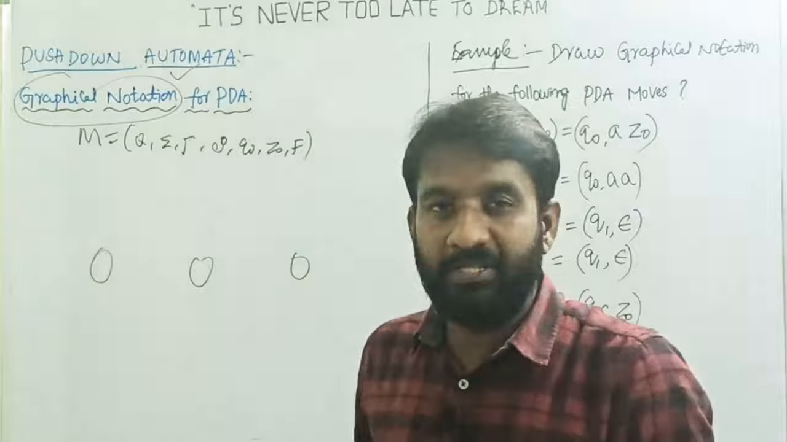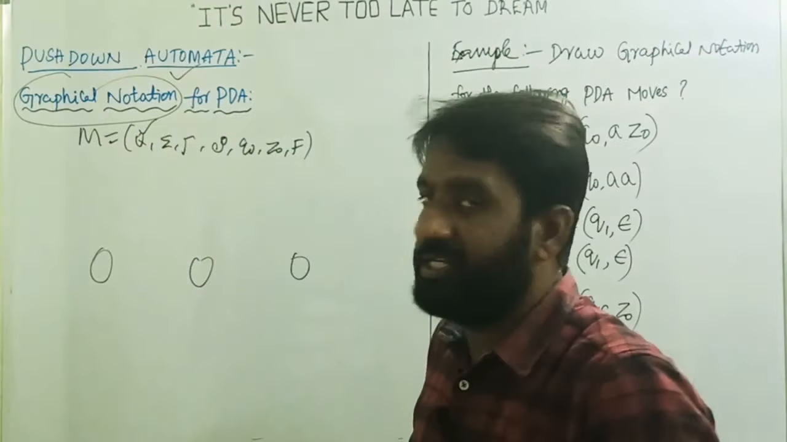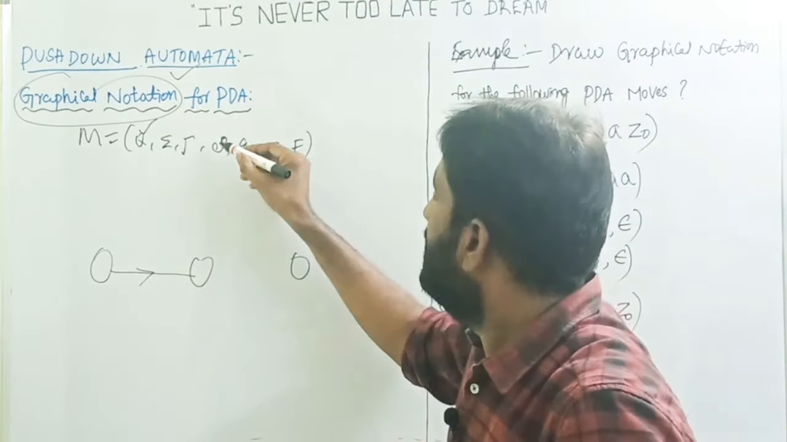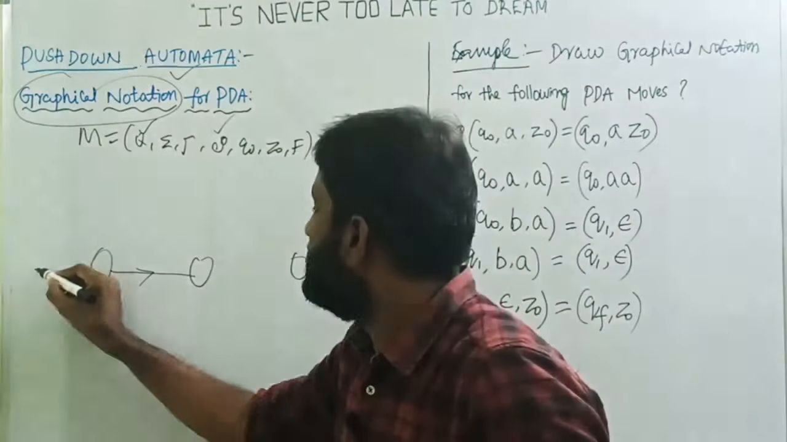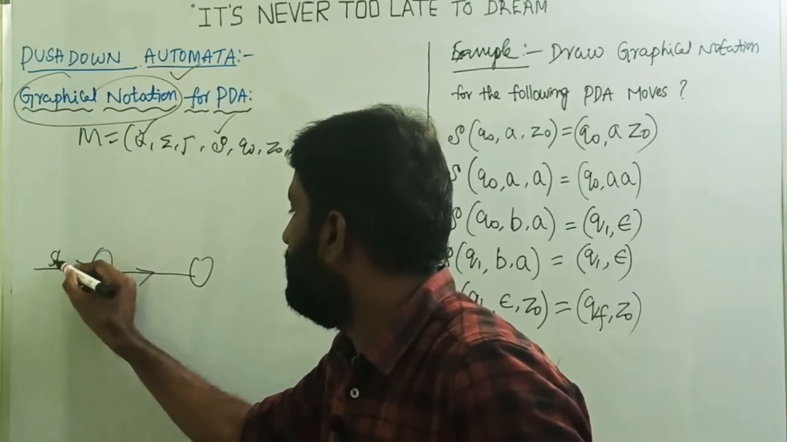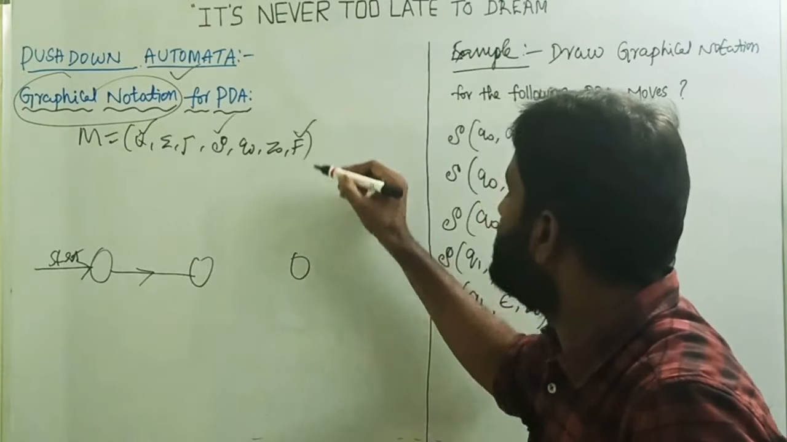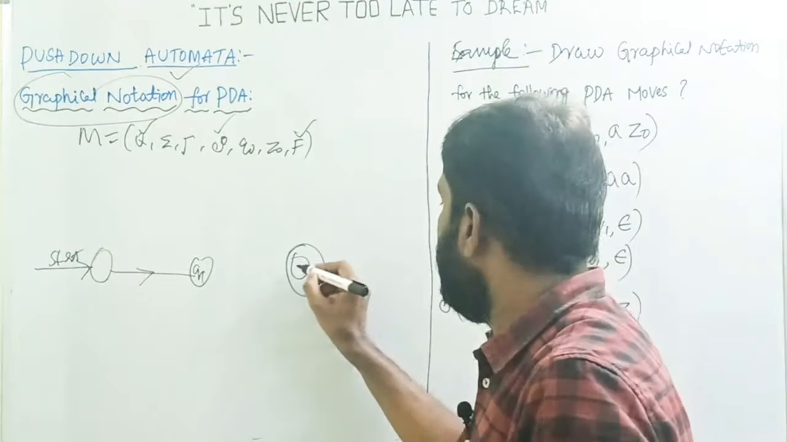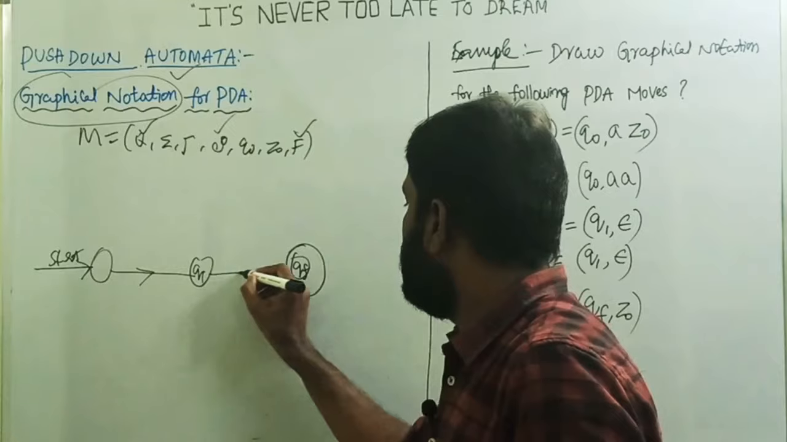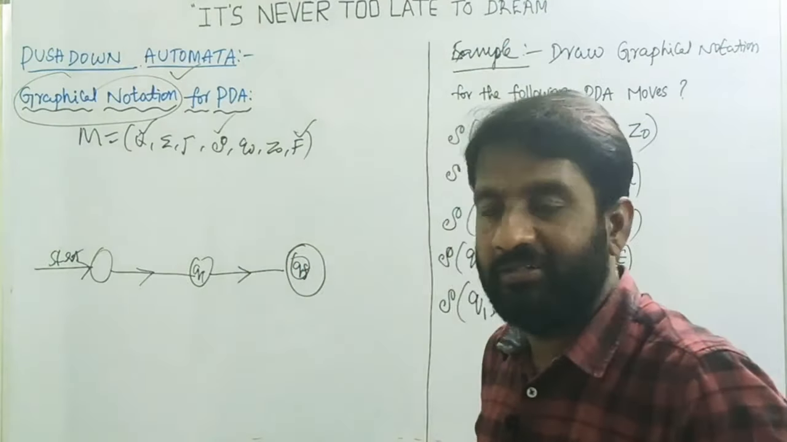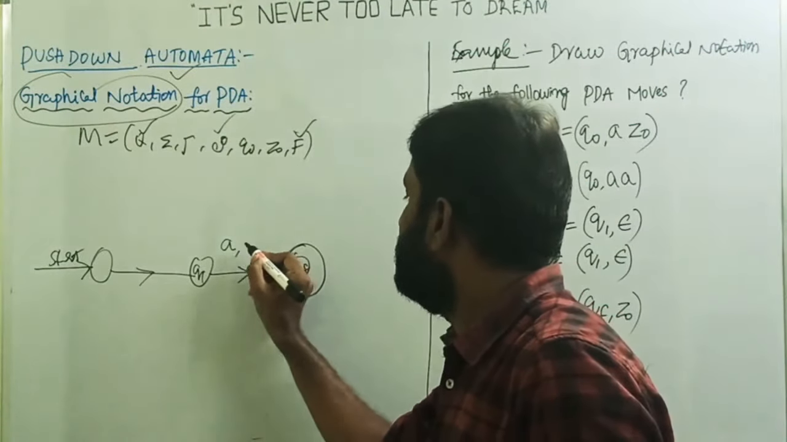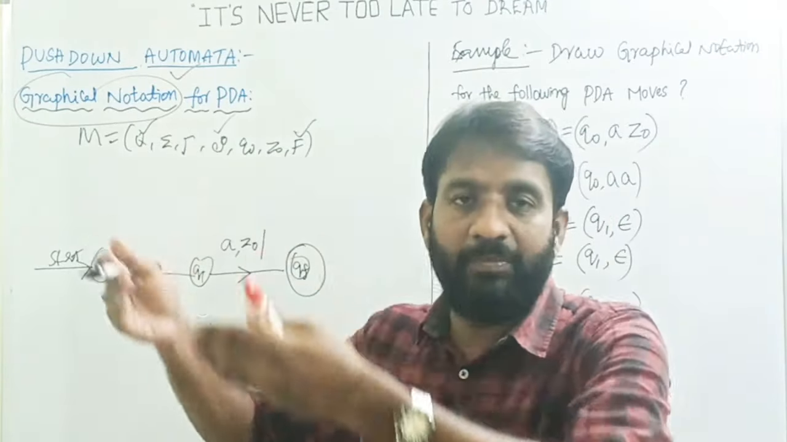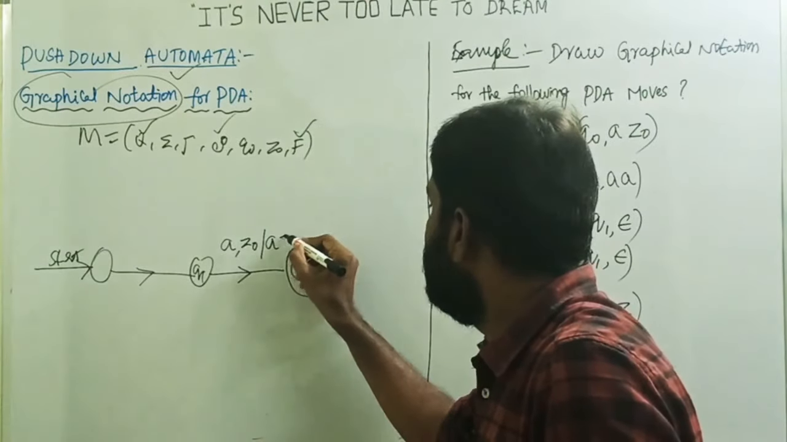The circles represent the states of the pushdown automata. The edges represent the transitions. The initial state is always pointed to by an arrow labeled start, and the final state is represented by a double circle. I am taking Q1 and QF. Here I can write the transition like: input symbol is A, top of the stack is Z0, slash. If I push A onto the stack, I can represent it as A Z0.